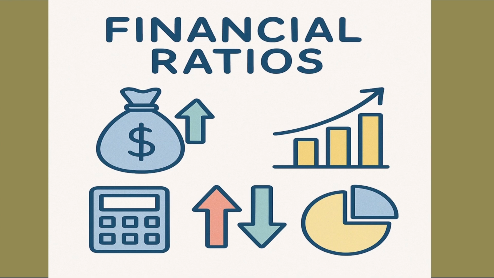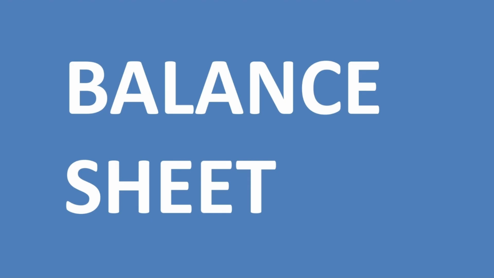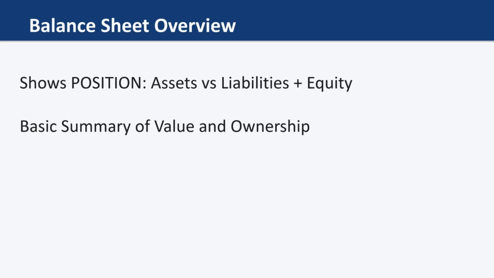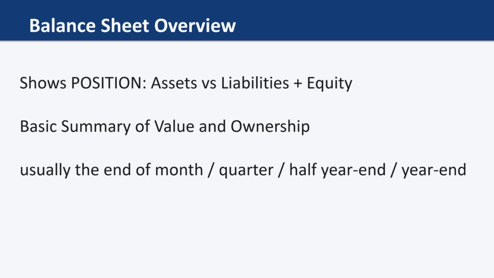Okay, let's get started. The first primary financial statement is the balance sheet. The balance sheet shows the financial position: assets versus liabilities plus equity. It is a basic summary of value and ownership. It's usually prepared at the end of the month, quarter, half year, and year.